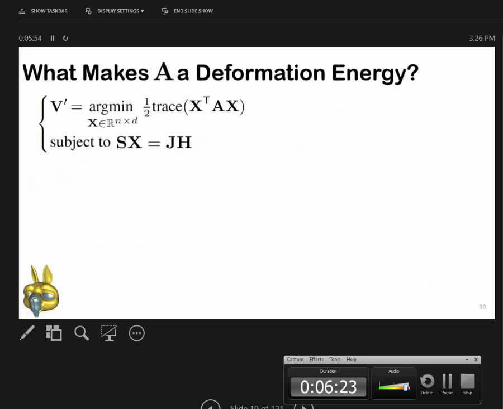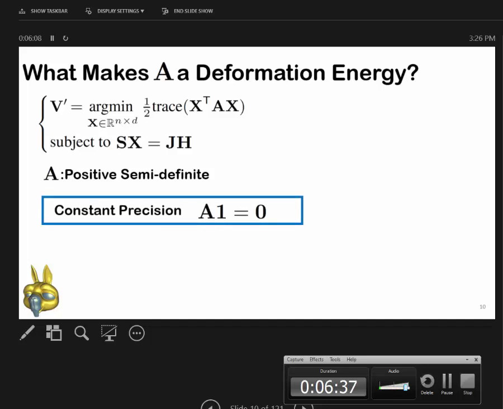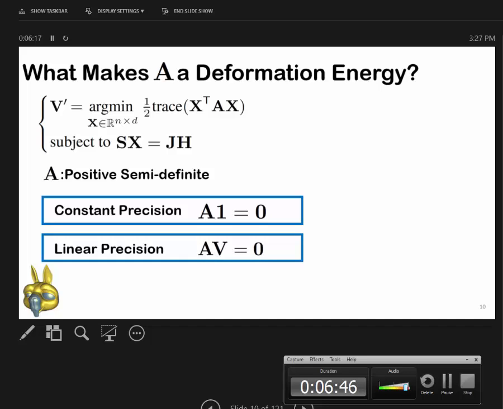There's no surprise that the energy matrix A should not be arbitrary. Obviously, the energy matrix should be positive semi-definite, and there are two other conditions that are not so obvious. The first one is constant precision, which says that the constant vector should be in the kernel of A, and also linear precision, which says that the response V should be in the kernel of A. These two conditions really come from the fact that we require the matrix A to be a deformation energy. All you need to remember is that we must ensure this constant and linear precision to make matrix A qualified as a deformation energy.